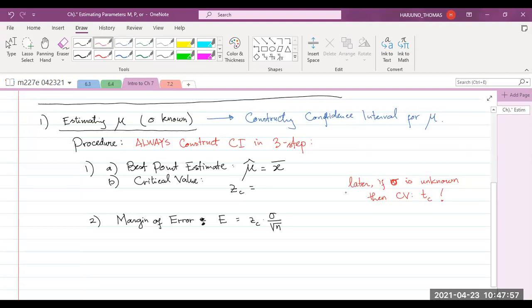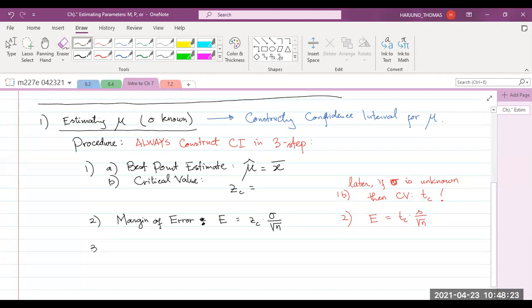Now, later on, if sigma is unknown, then what is the margin of error? Instead of using critical value Z, we will use T. And instead of using the population standard deviation, we will use the sample standard deviation instead. But we will do that later on from problems in our textbook, section 7.2.